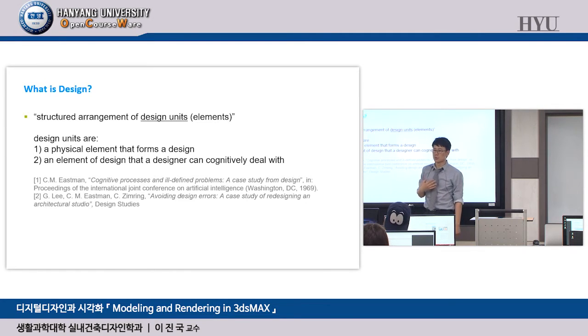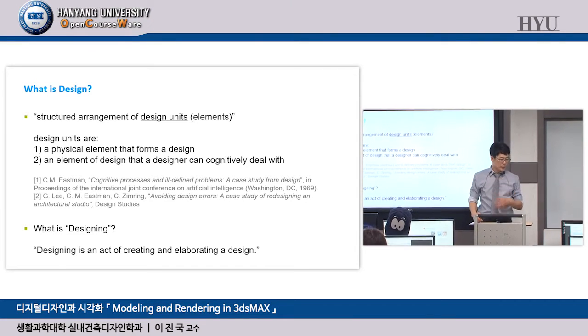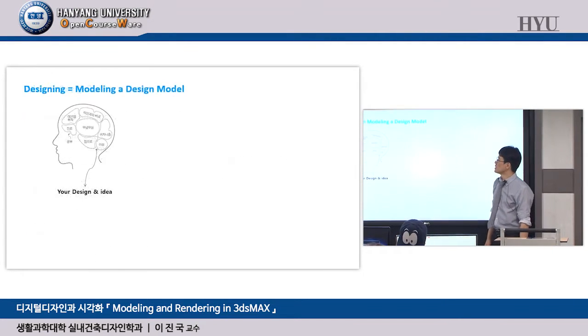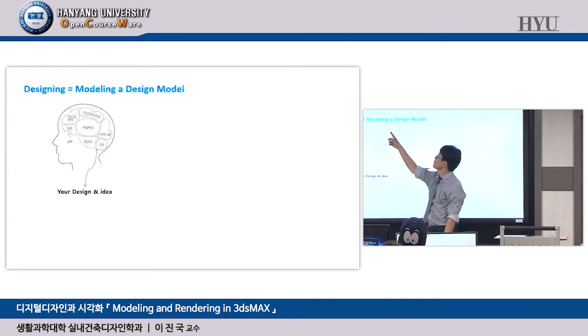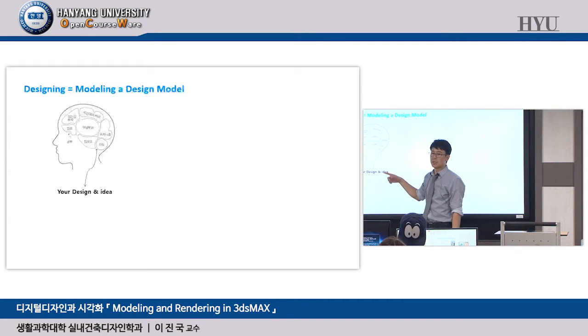I'd like to put more emphasis on the second one, design concept, so-called diagrams, something concrete, something abstraction, okay, and so on. What is designing? Design elements making plus some process, okay, some time axis. An act of creating and elaborating a design. So designing is equivalent to modeling a design model, okay? You have your design idea, a very creative and unique idea. Let's assume that you have an idea, okay?